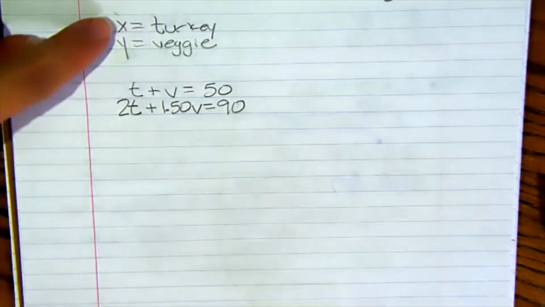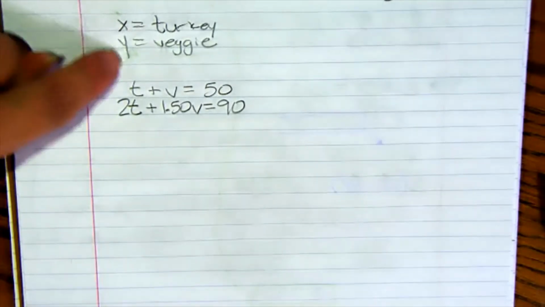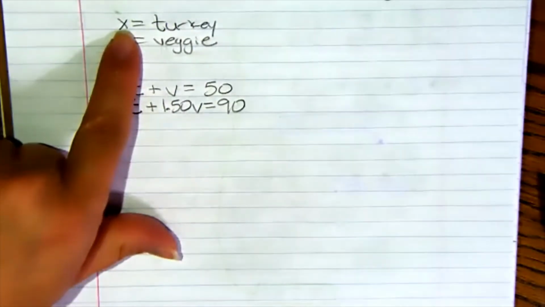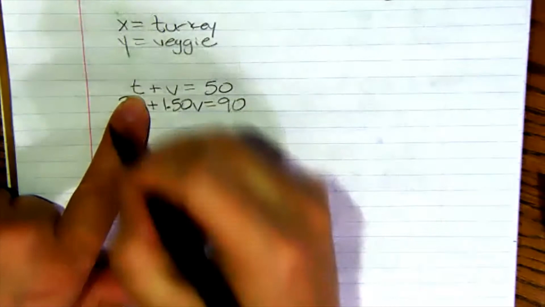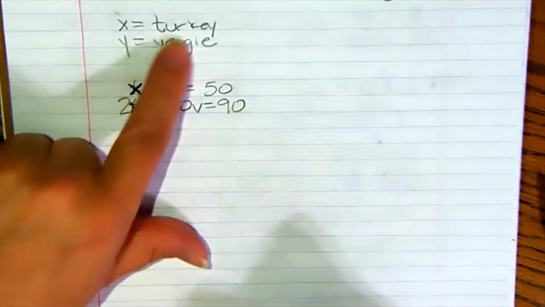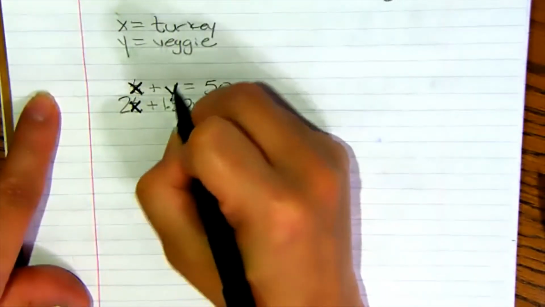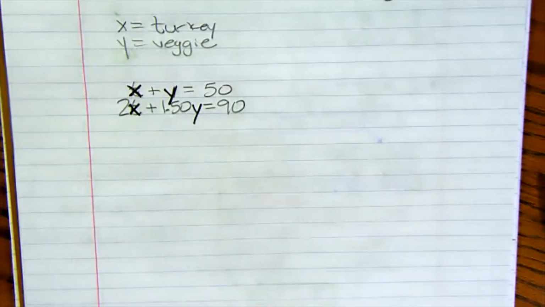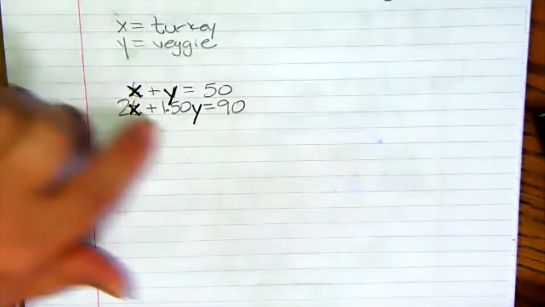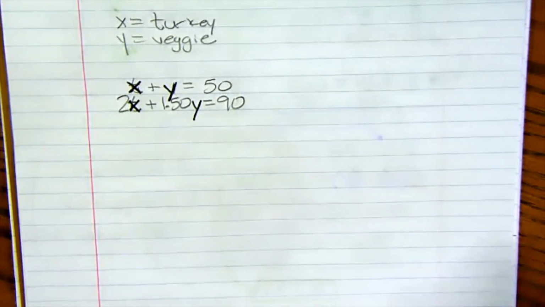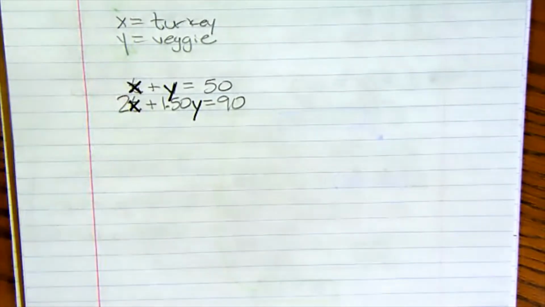So up here, I have X's and Y's, but here I've got turkeys and veggies. Well, my turkeys are X's, so I'm going to change all of my turkeys to X's, and my veggies are Y's, so I'm going to change my veggies to Y's. Okay, so here's my system of equations that we're going to solve with substitution, except in neither of these equations do I have an isolated variable.